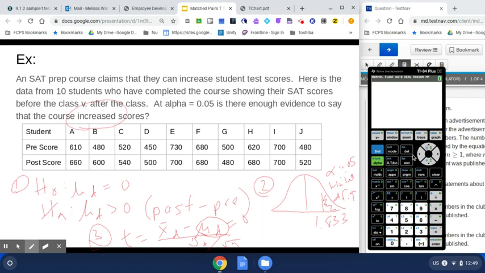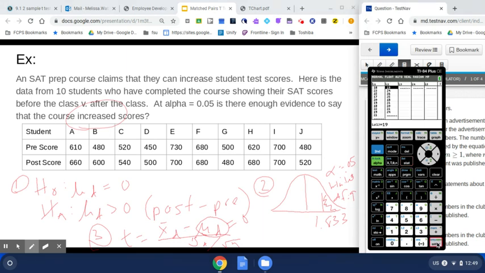All right, so I'm going to go over to the calculator, and I'm going to go ahead and enter these values. I'm going to put in the post scores into list 1 and the pre-scores into list 2, so then I can subtract the two lists. I'm going to go ahead and enter that data, and then I'll come back on to show how we're subtracting.